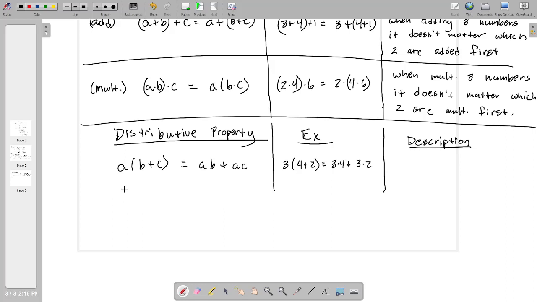The second distributive property is (B plus C) times A is equal to B times A plus C times A. 4 plus 2 times 3 is equal to 4 times 3 plus 2 times 3. And the description is the same for both of these.